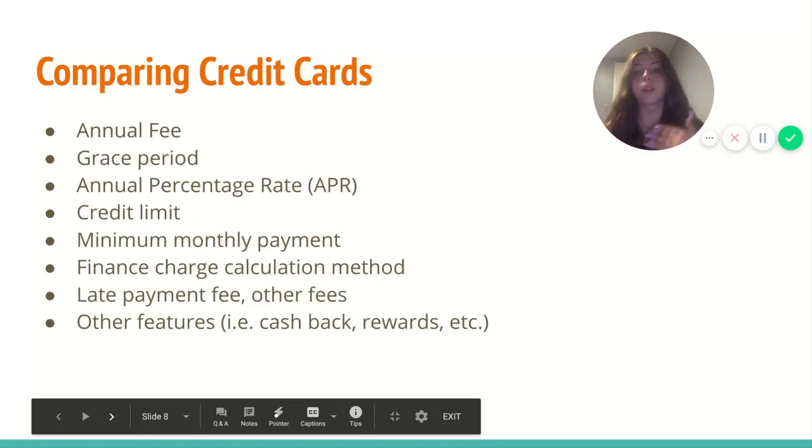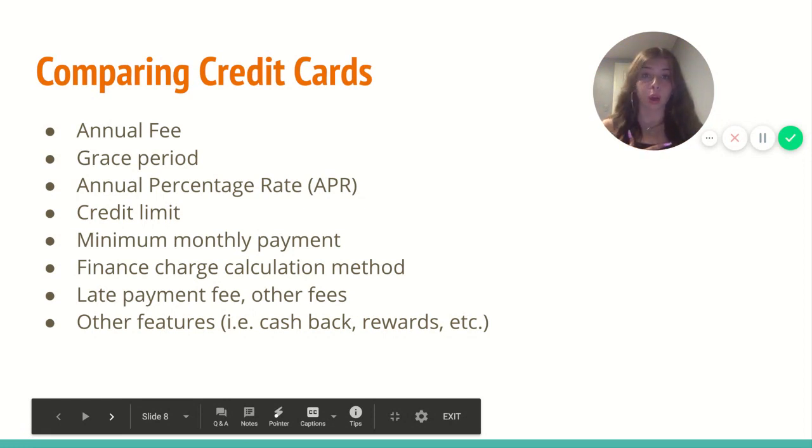So, comparing credit cards. This is what you want to look at. Comparing each credit card, you want to look at the annual fees, the grace periods, the APR, your credit limit, because a lot of credit cards have different types. Minimum monthly payments, finance charge calculation method, late payment fees, and other features, so for example, cashback, rewards.